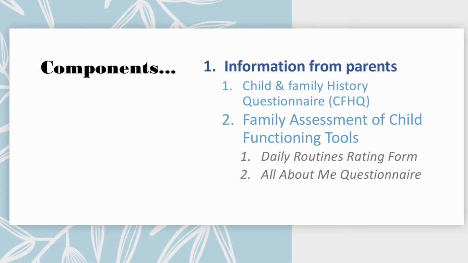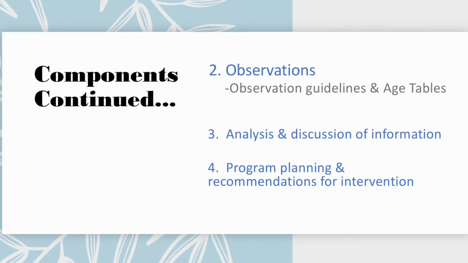Components needed include information from parents, including a child and history questionnaire and a family assessment of the child's functioning tools, including daily routines, rating form, and All About Me questionnaire. Some other components include observations, which are observation guidelines and age tables, analysis and discussion of information, and program planning and recommendations for intervention.